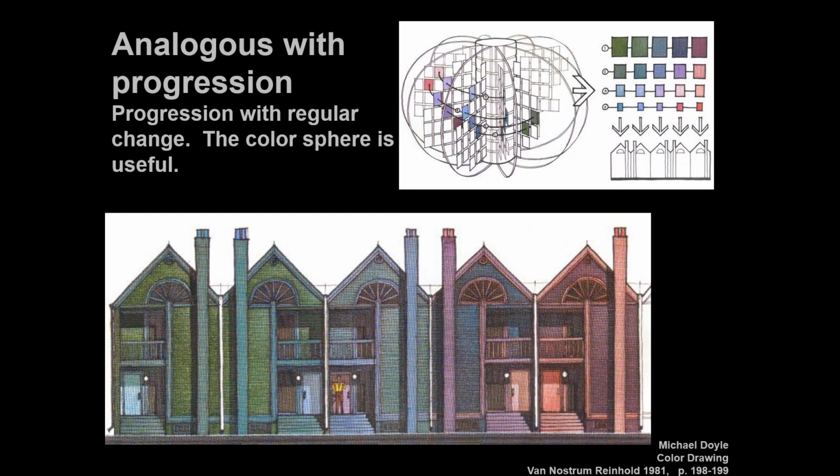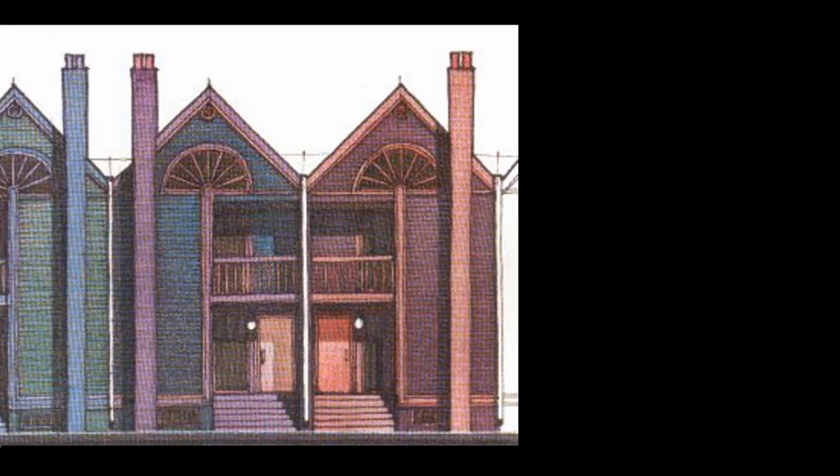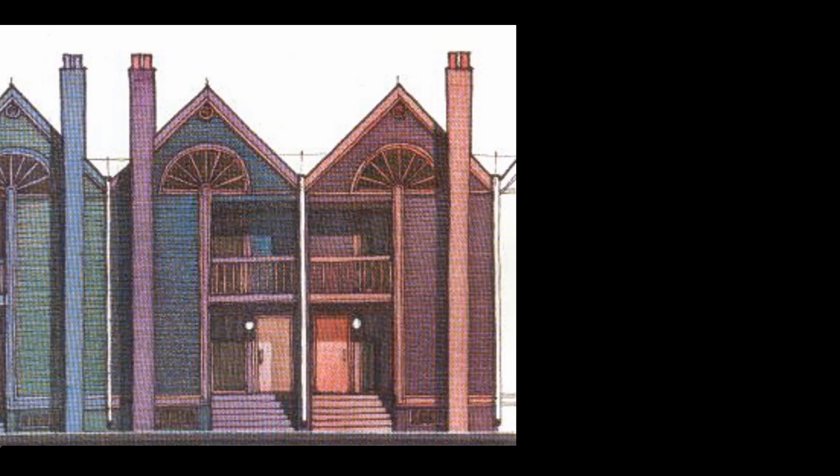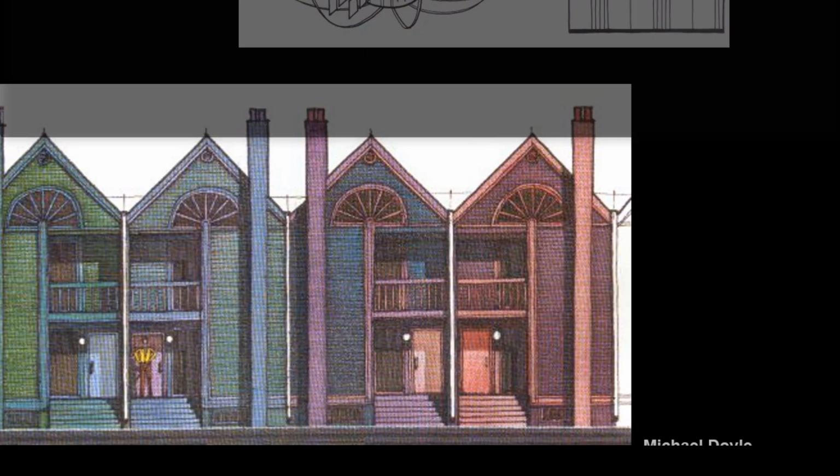Here's an interesting image showing the analogous idea with progression as well. So the building at this end is green. The building at this end tends to be this purpley red. And the progression goes across that streetscape. It could be a very interesting streetscape. This building works well with this one because they are analogous. This one works with this one because they are analogous, and so forth. So each building side by side becomes analogous.